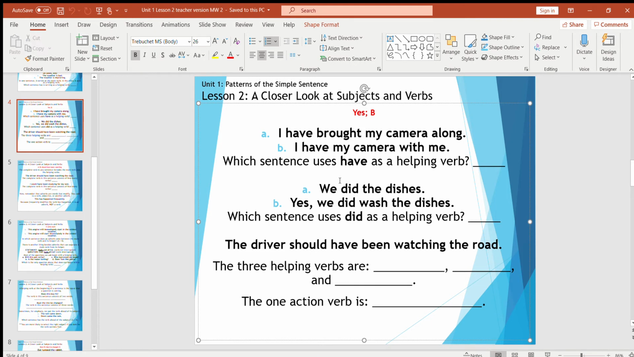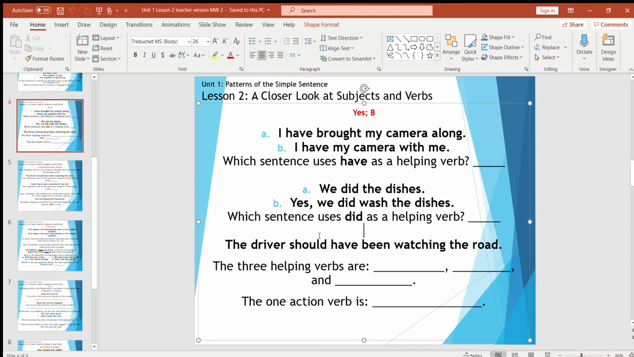So we did the dishes. Yes, we did wash the dishes. So again, both sentences have did, but which one has did being a helping verb to some other action word? It would be B because of wash, right? We could say we washed the dishes, but that's different from we did wash the dishes.